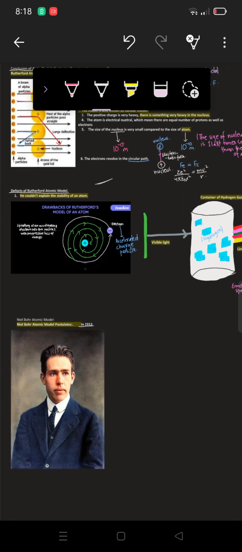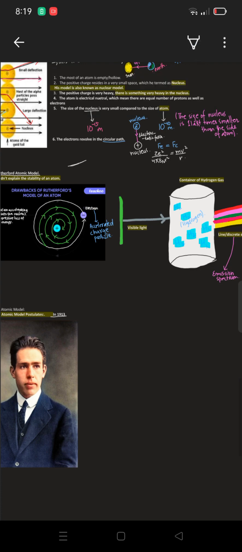So what was his first postulate? The first postulate of his theory was that an atom has a center called nucleus. The Nobel Prize for the nucleus discovery was already given to Rutherford. So this point he just adopted from the Rutherford atomic model, right?